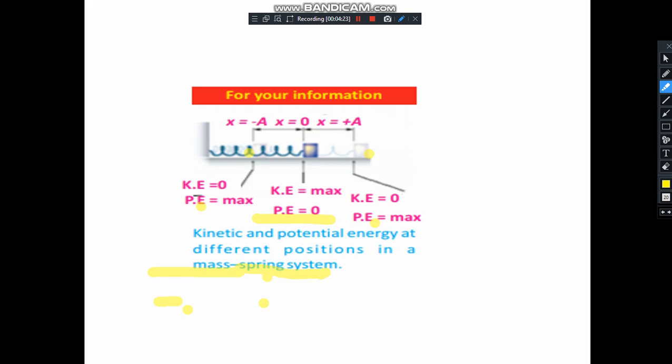And you can say that at all these positions the sum of the kinetic energy and potential energy is the same, at this position, this, and at this position.